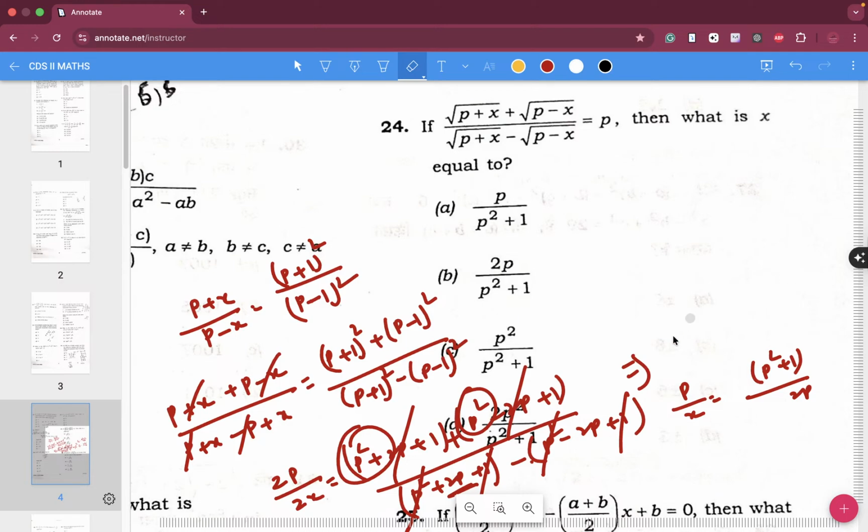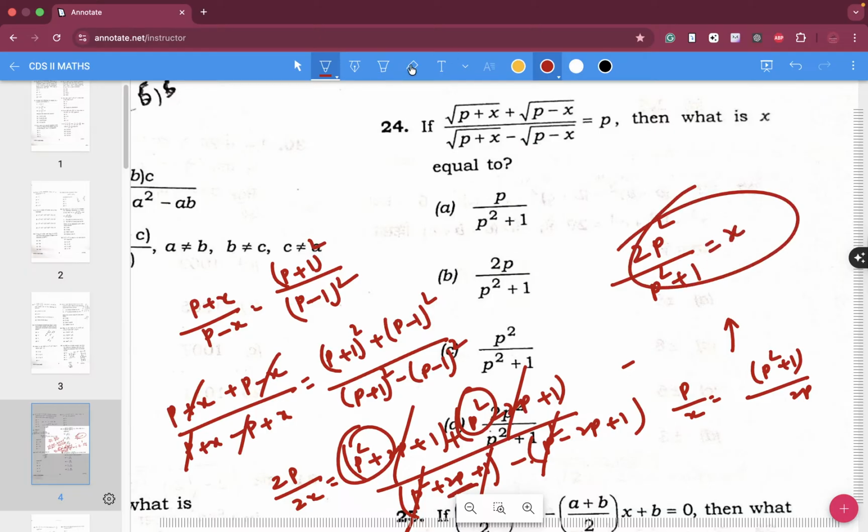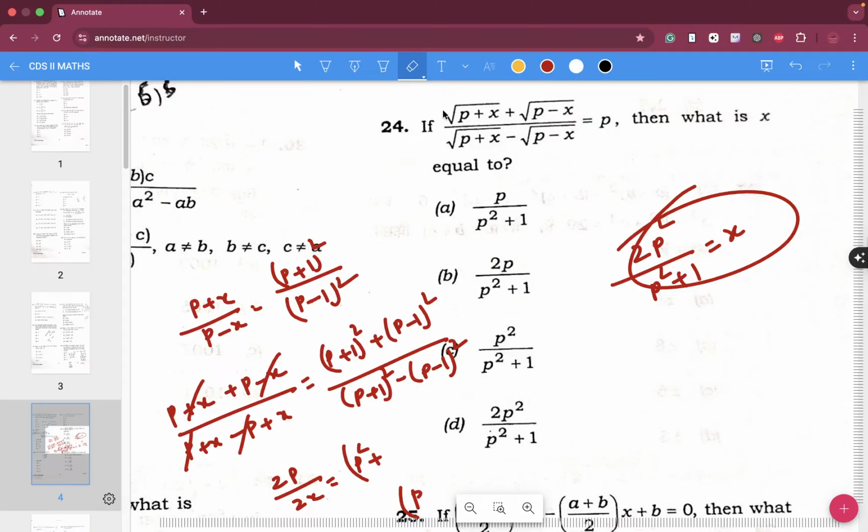Okay, now the answer is becoming pretty much clear. So now over here it becomes something like 2p square divided by p square plus 1 is equal to x is what we have. Okay, right? So this is visible over here in your question, as option number D over here, folks.